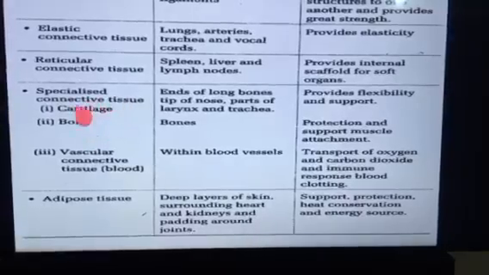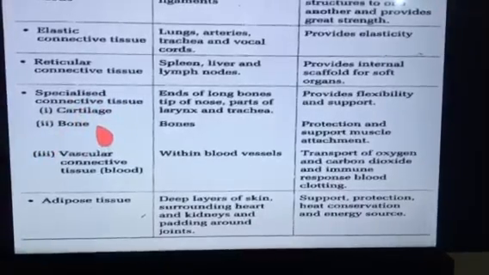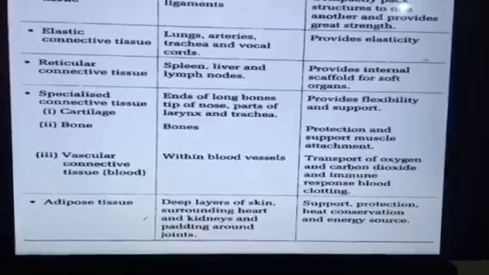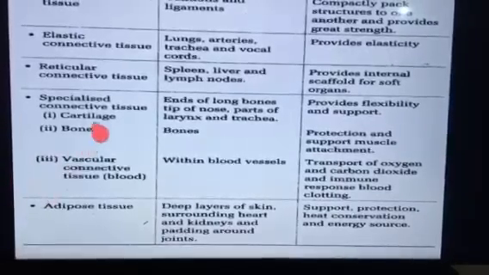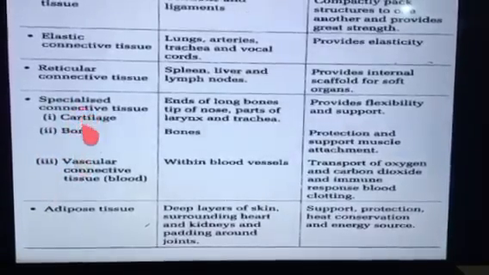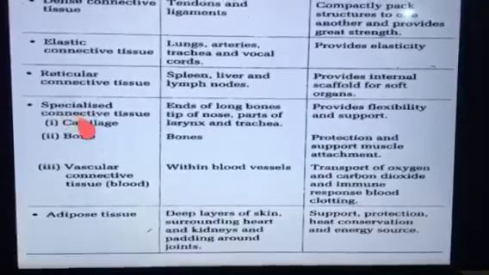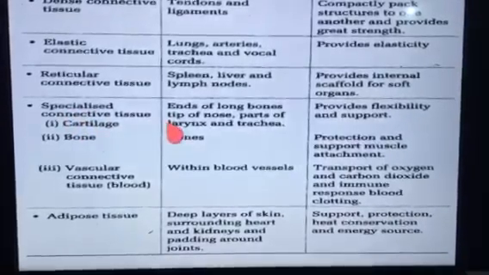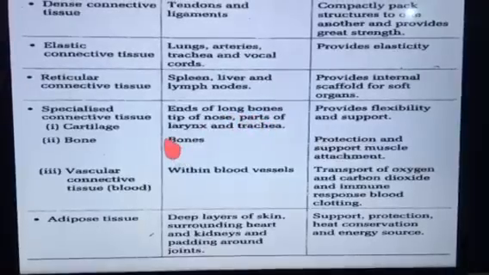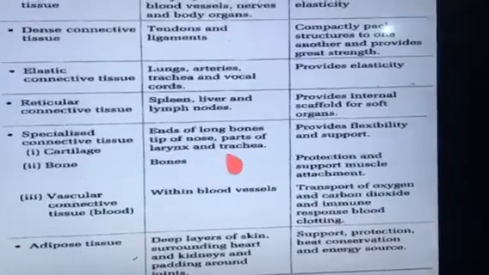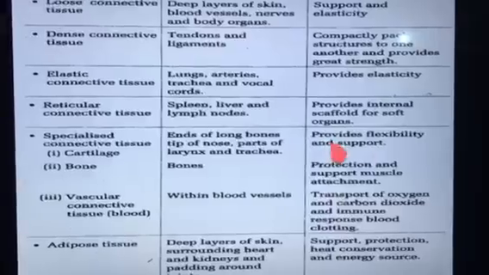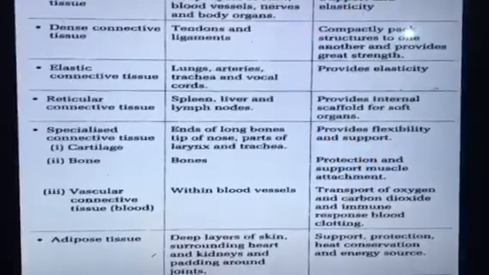In specialized connective tissue, here you can see cartilage and bones. These two also come under specialized connective tissue. Its location is the ends of long bones, tip of the nose, and parts of the larynx and trachea. It provides flexibility and support to the body.